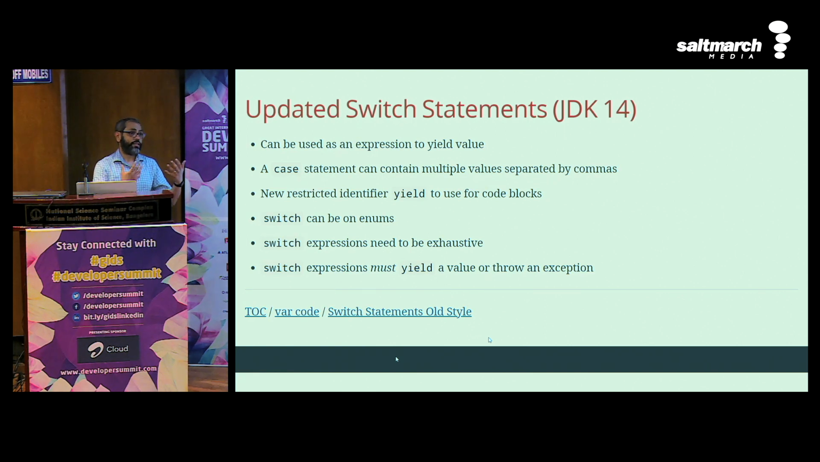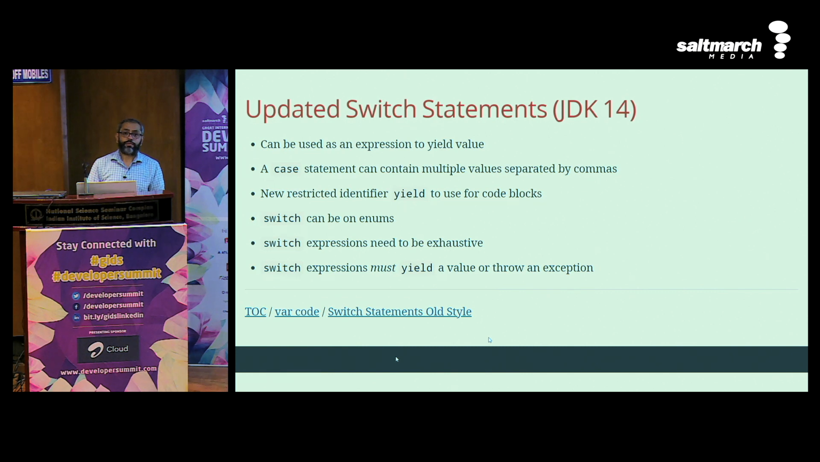The yield syntax basically says, hey, I'm going to yield the program and return this value, kind of a thing. Switch can now be on enums. Switch expressions need to be exhaustive. We're going to look at what exhaustive means as well. Essentially, it needs to cover all possible scenarios. And a switch expression must always yield a value or throw an exception.